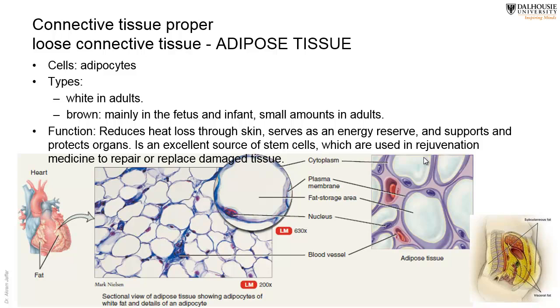The white adipose tissue is present in the adults. Most of the adipose tissue in the adult is white adipose tissue. There are only very few locations in the adult that contain brown connective tissue. The brown connective tissue is present in the infant and in the fetus, and it's called brown connective tissue because it has a lot of blood supply and there are many mitochondria in the cell.